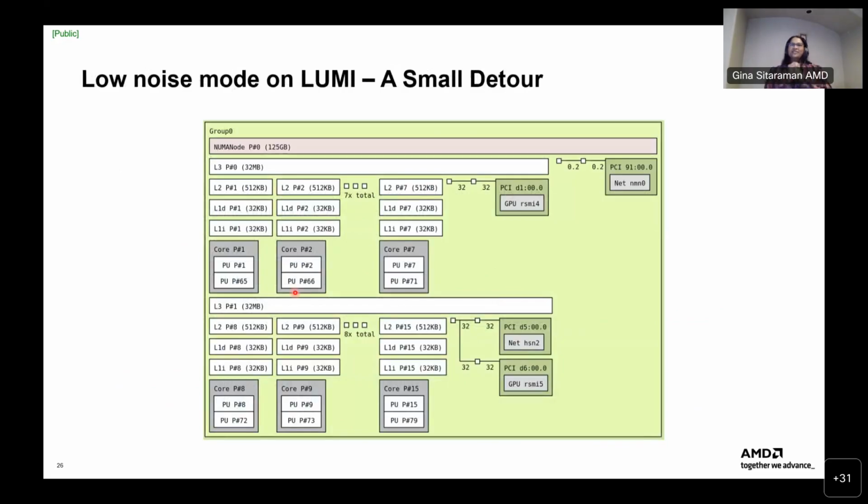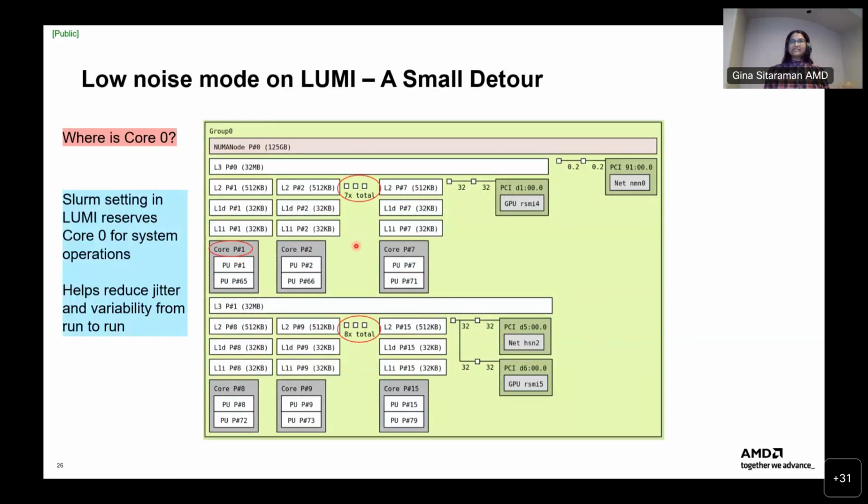Okay, a small detour before we go into some case studies. So what is low noise mode? We've heard of low noise mode on Lumi. Let's see what is happening here. This is NUMA domain 0, and I see that the first core set only has 7 cores. Core 0 is missing. The second core set has 8, and all the other NUMA domains have 8 plus 8 cores. So what's happening here?